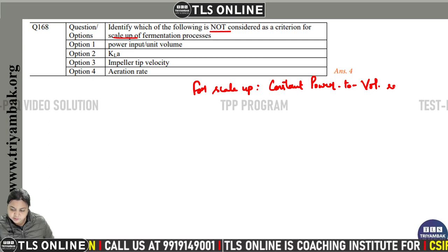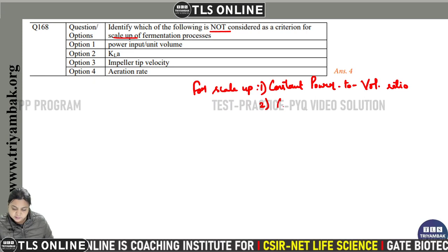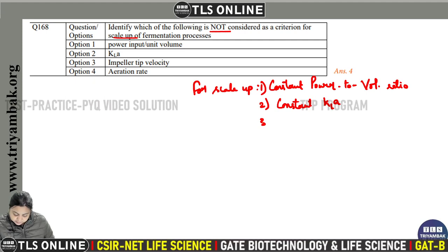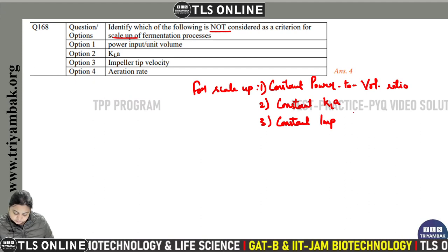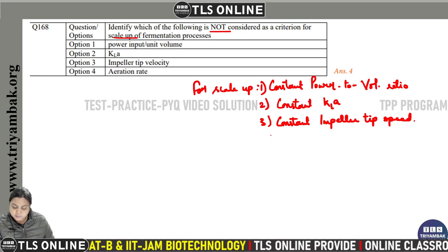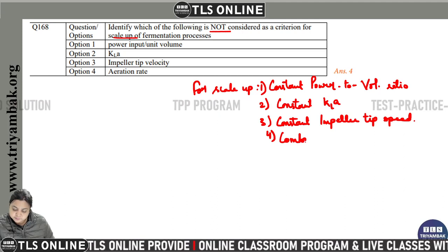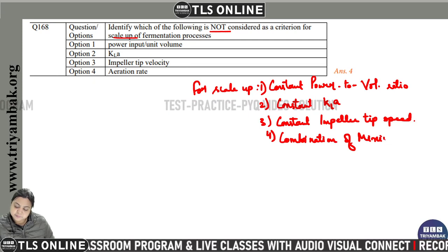Second is we consider constant KLa. Third criteria is we consider constant impeller tip speed. Fourth criteria is we consider a combination of mixing time and Reynolds number.